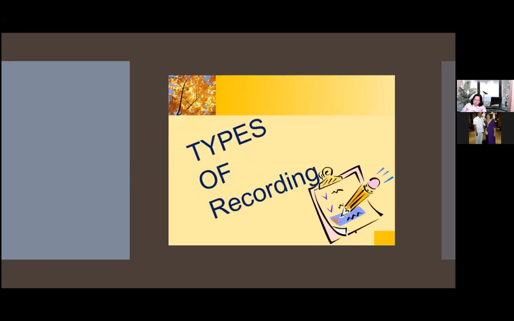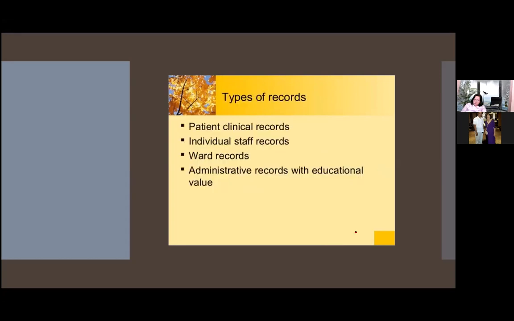So what are the types of recording? So we have the patient's clinical record. So ito yung sinasabi na, of course, when you say patient clinical record, this is about the patient. And then when you say individual staff records, these are the data that are being done by the nurses. And then we have the ward record. These are the information that are owned by the hospital, or I mean, a hospital form. Then we have the administrative records with educational value.